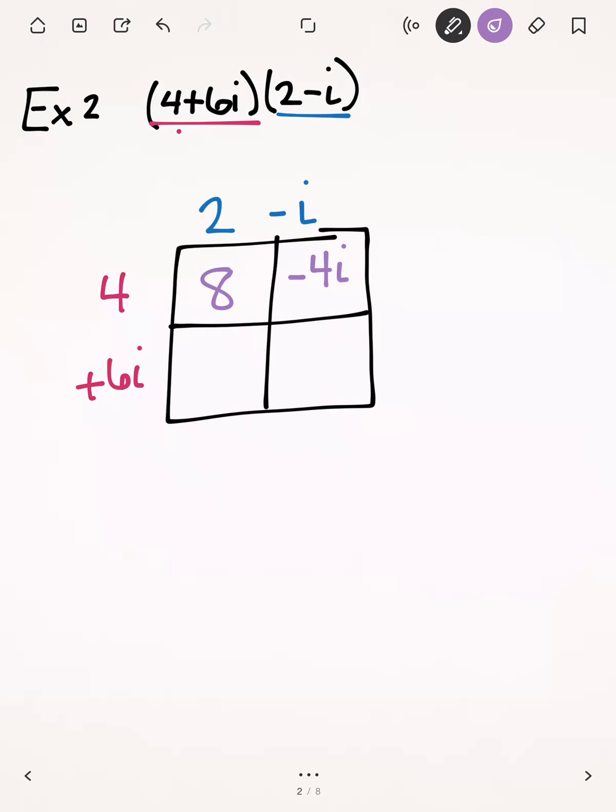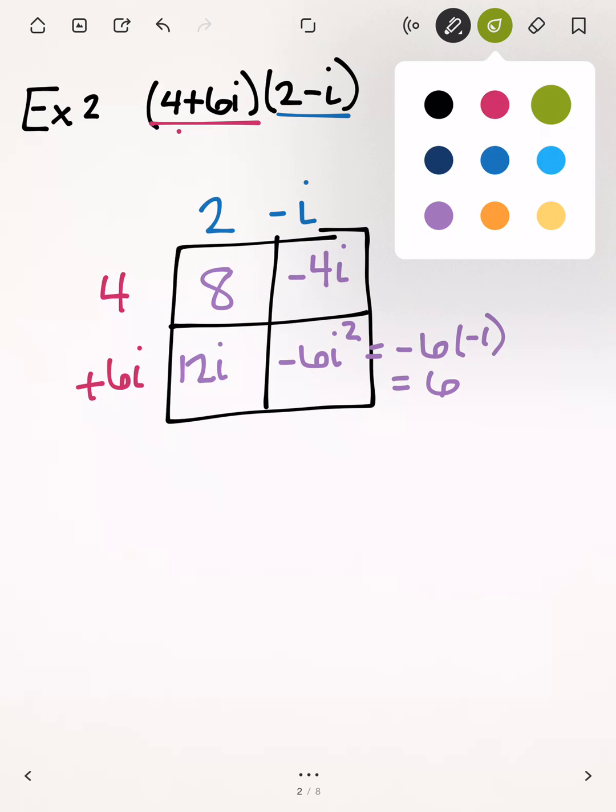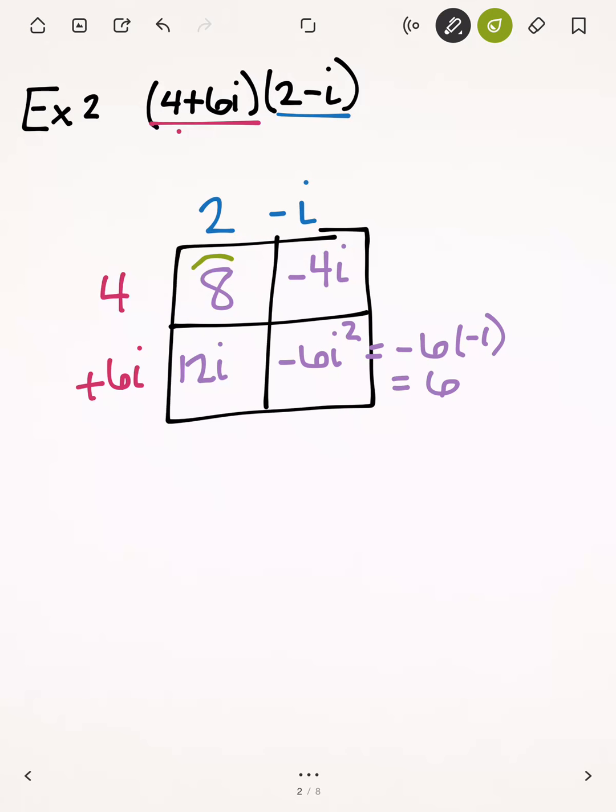6i times 2 gives me a 12i. 6i times a -i gives me a -6i squared. Remember that i squared equals -1, so I get a -6 times a -1. -6 times -1 gives me a +6. Now I need to combine like terms. So I'm looking, what can I combine with the 8? I can combine the 6. 8 plus 6 is 14. What can I combine with this 12i? A -4i. 12i minus 4i is a +8i. And it's in the form of a plus bi, so that's my answer.